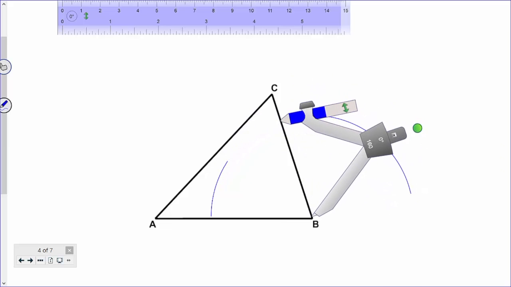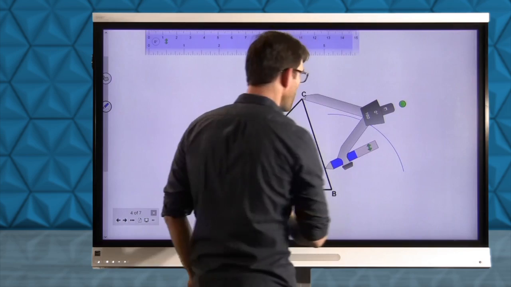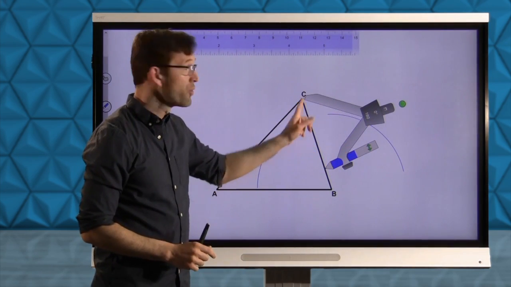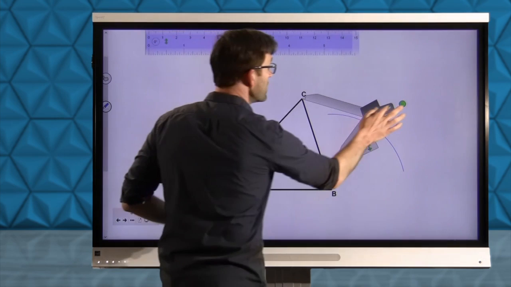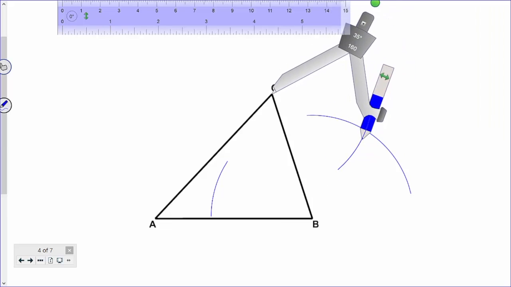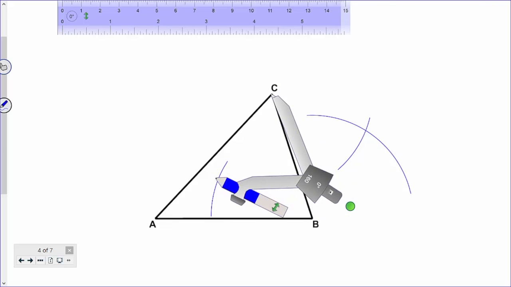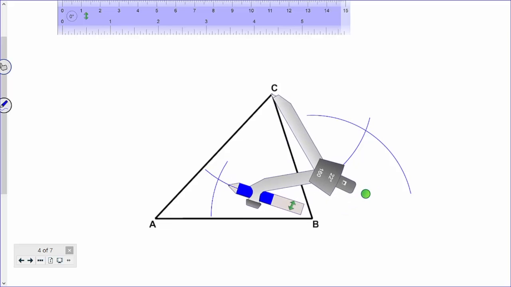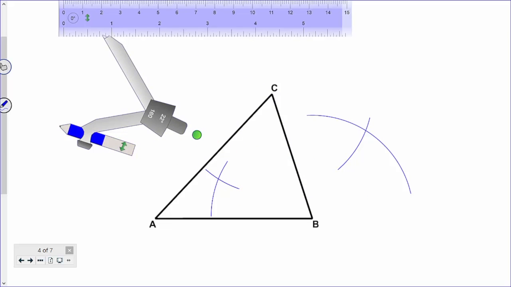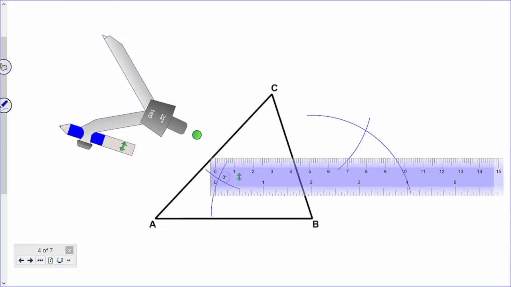All right, now I'm going to keep that radius the same. When you draw those two arcs from B, keep the radius the same as you move over to C, and I'll draw this arc. And again, you can make those a complete arc and this arc. All right, there we have it. Now, X marks the spot, so we'll put our ruler.